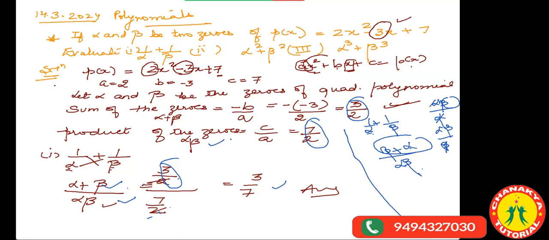Ma'am, for the next one, are we supposed to do squaring on both sides? Yes, so you have to square both sides, sum of the zeros. Clear? Okay, ma'am. Written? Okay. Ma'am, in the second part, is the answer coming in negative form? Yes, it can be.